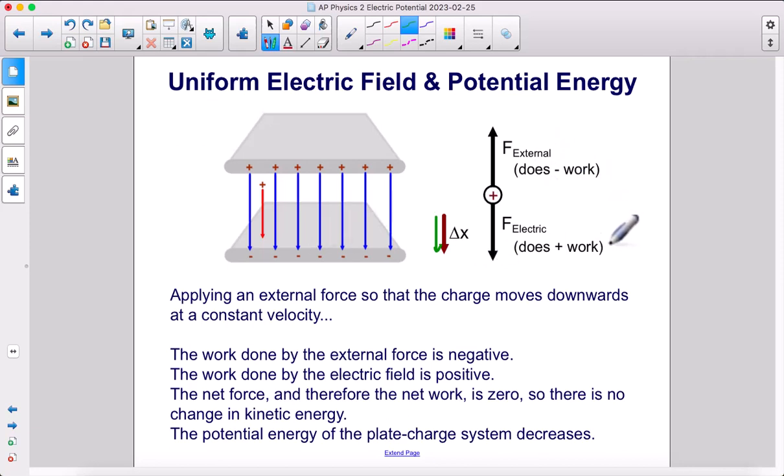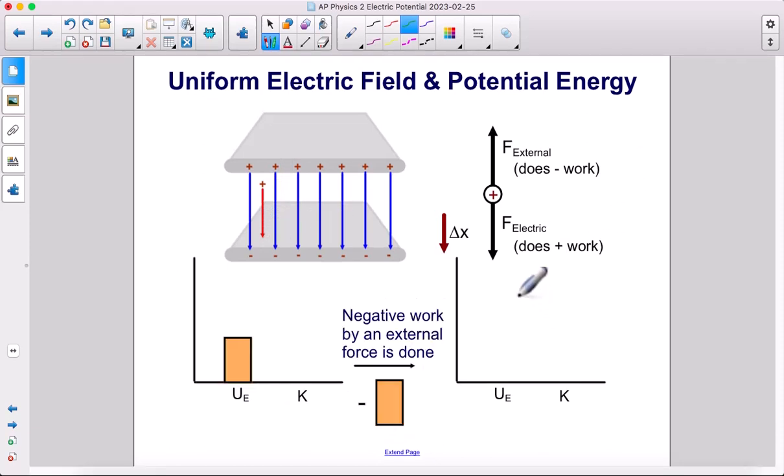And the potential energy of the plate charge system decreases because this charge is moving in the direction it wants to go. If we look at an energy bar chart for this scenario, the charge starts out with potential energy. It's at rest. And then it is lowered.